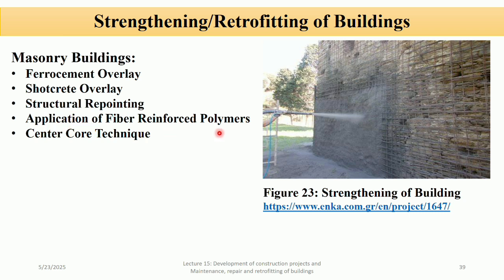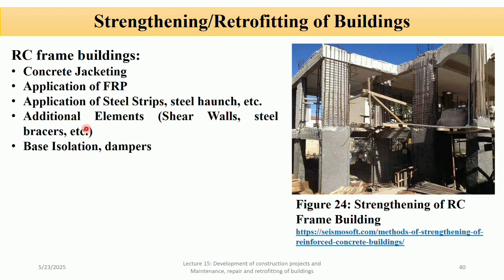Application of fiber reinforced polymers. Applying a thin high strength fiber sheet on masonry using special adhesives. Center core technique. It is a method where a vertical core is drilled inside a thick masonry wall and then reinforcement bars are inserted and grouted. Now let's discuss retrofitting techniques used for RC frame buildings.